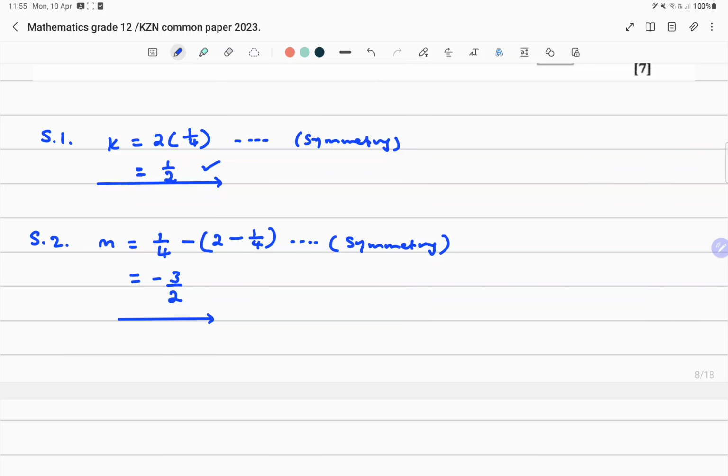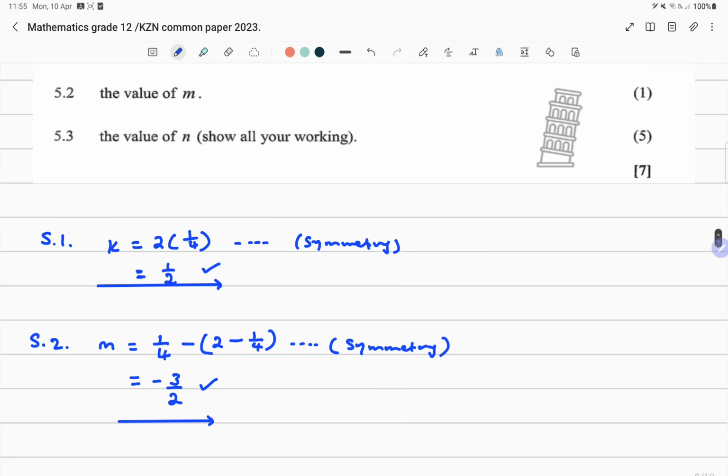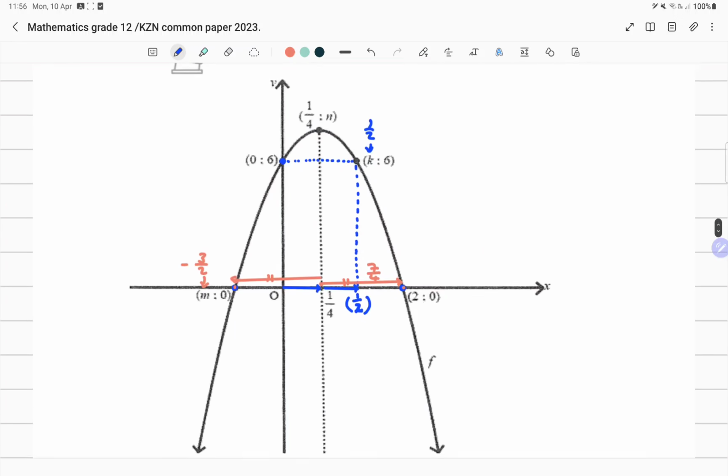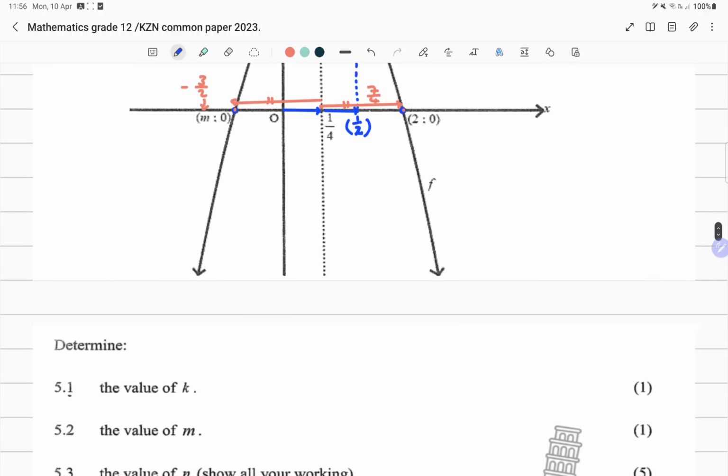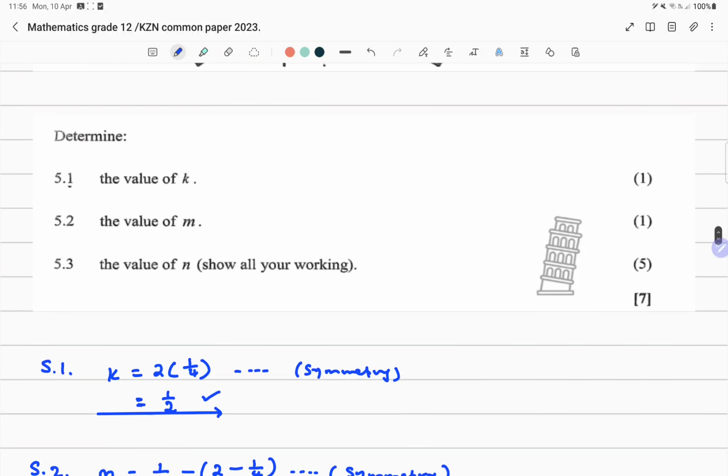So sometimes if you show up with the answer, you may be awarded your marks, but I'm just trying to show you the logic behind all of this. Okay, so that's it. Let's move on. You saw how I did everything step by step.